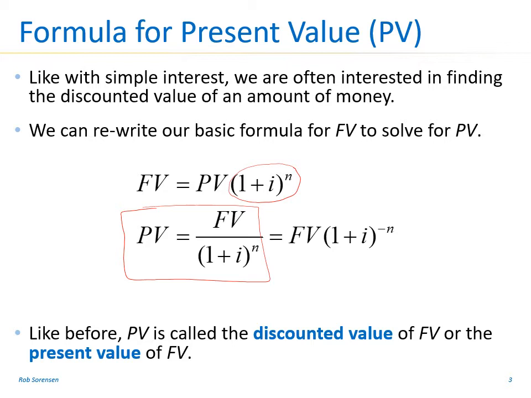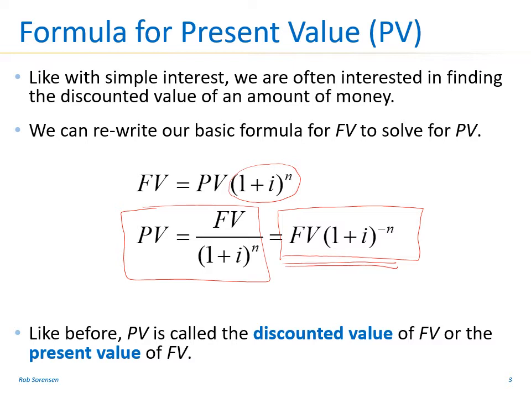I'm going to take it a step further now. I want it all to be on one line. So if you remember, we talked about this earlier, or you might remember this from high school. If you have something down here in the denominator and you want to bring it to the top, you can make the exponent negative. So we end up with this version here. That's the version I want to use as we go forward with our work today. So future value times (1 + i) to the power of negative n is going to give you the present value.